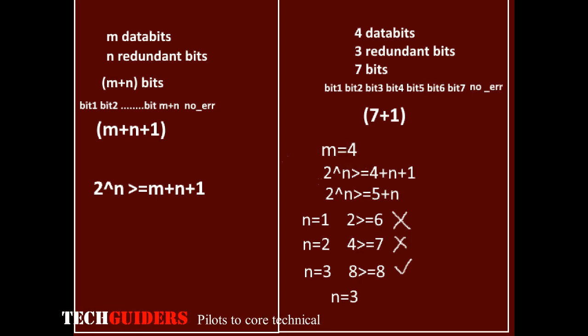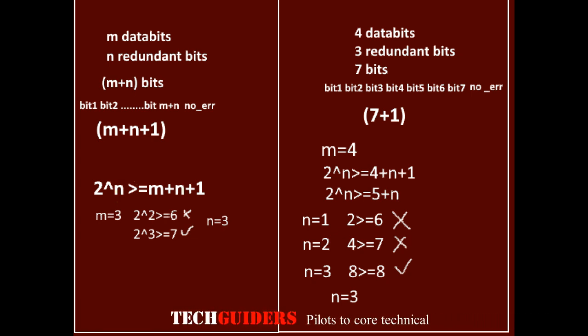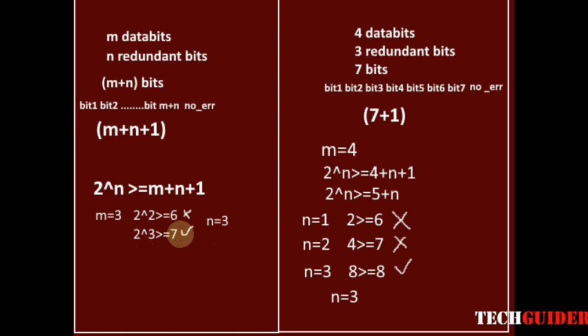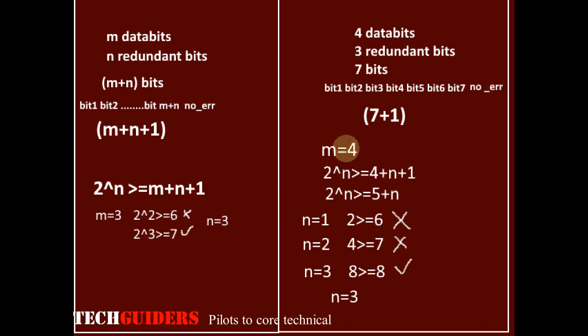Now instead of 4, suppose m equals 3. The number of data bits is decided to be 3. Then what should be the value of n to satisfy this condition? n equals 1 will never be fine, n equals 2 will never satisfy, and n equals 3 it's fine. 2 to the power 3, 8, is greater than m plus n plus 1, which is 7. So for 4 data bits we have to add 3 redundant bits, and for 3 data bits also we have to add 3 redundant bits.